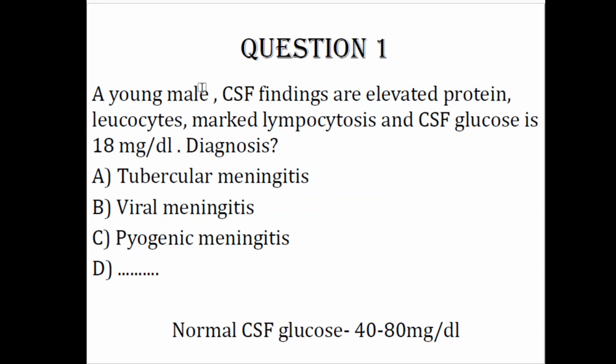A young male with CSF findings of elevated protein, leukocytes, marked lymphocytosis, and the CSF glucose is 18 milligrams per deciliter. See, normal CSF glucose is 40 to 80 milligrams per deciliter, but in this case, this patient is having only 18 milligrams per deciliter, suggesting that the CSF glucose is low.